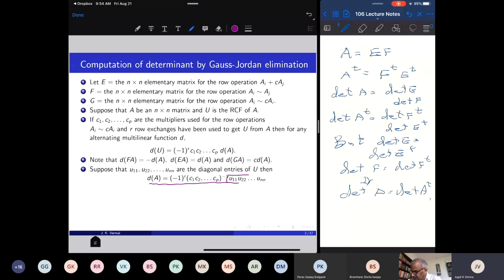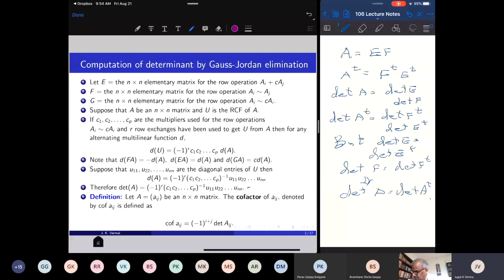These are the diagonal entries of the U matrix. If U is in row canonical form, this product will be either 0 or 1. So therefore, determinant of A is this, but it will be either 0 or (-1) to the power R times C1 up to Cp inverse. Okay, so this is most efficient.